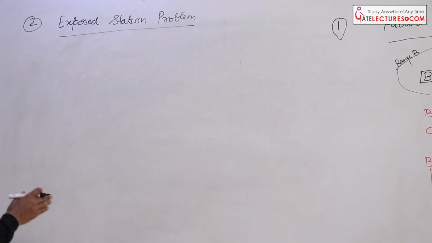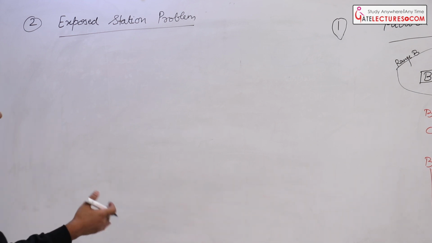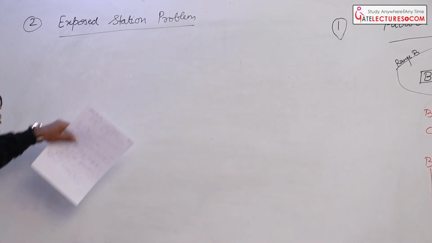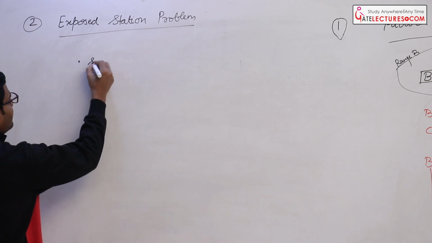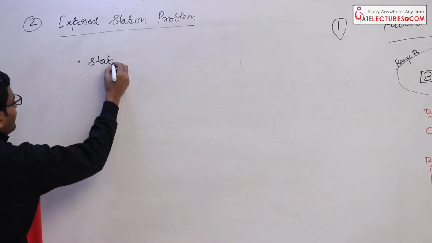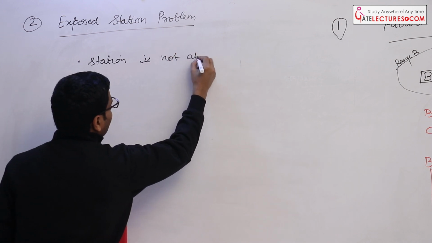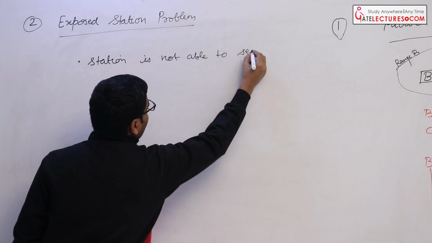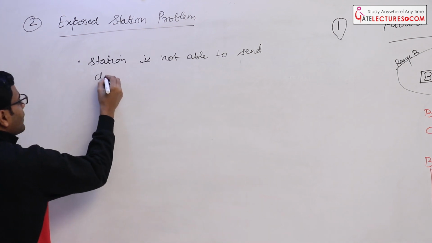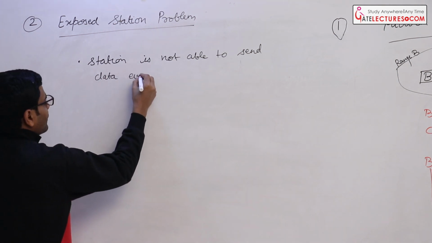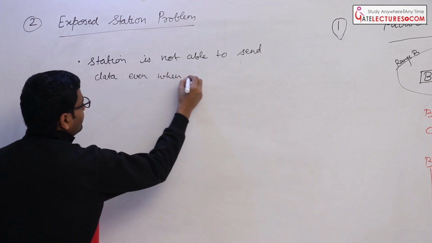Okay. So the second problem we have is the exposed station problem. This is the reverse of the previous problem. In this problem, a station is not able to send data even when the channel is idle.